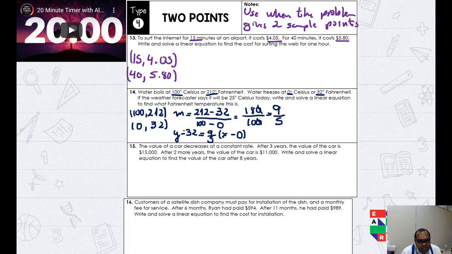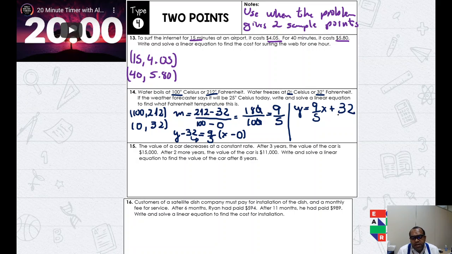Right now, guys, what do I need to do? Let's move 32 to the opposite side and multiply the terms over here. 9/5 times x is 9/5 x. y equals 9/5 x plus 32.